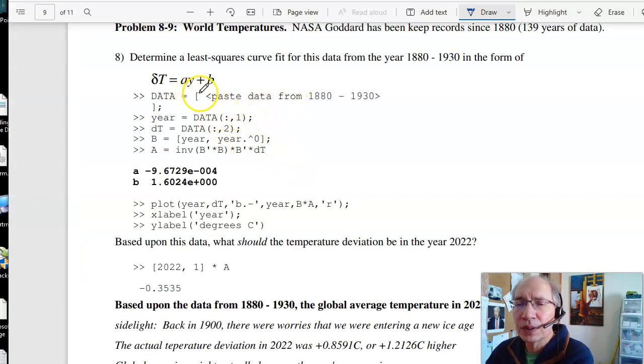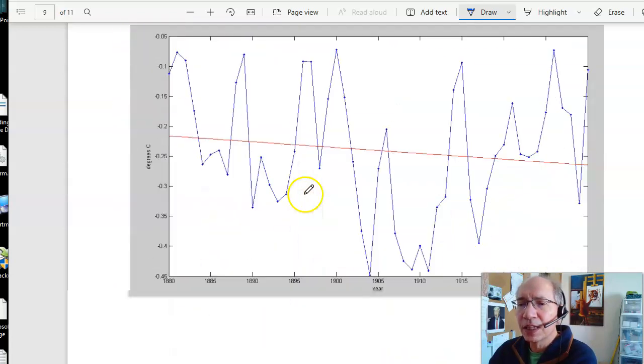So there's your data. Start of matrix, paste the data, end of matrix. First column is a year, second column is the temperature deviation, least squares curve fit, and then plot it. Year versus deviation, year versus curve fit. And here's what it looks like.